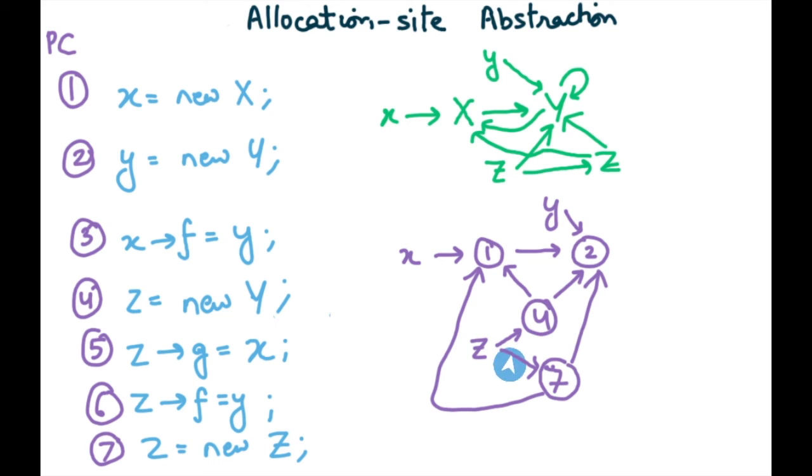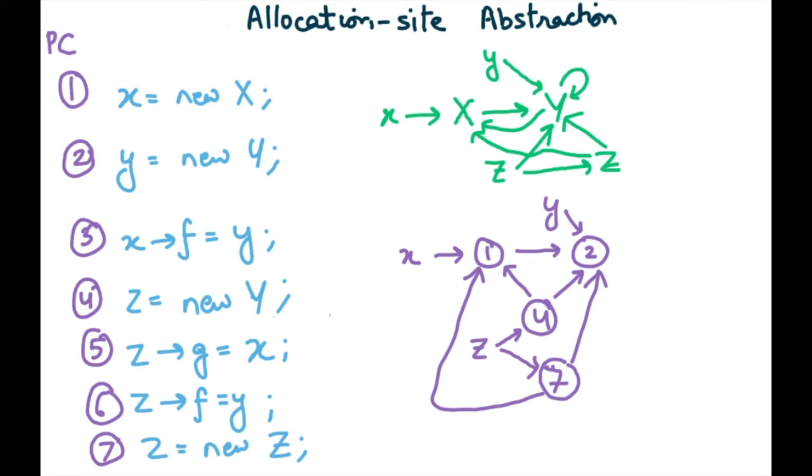Now because z equals new capital Z, this is allocation site number 7, so now z can point to 7. And because of these statements, z.g equals x and z.f equals y, once I say that z points to 7, I also need to consider these statements. I'm going to use a fixed point algorithm, a DFA algorithm, to figure this out: if z can point to 7 and z.g equals x, which means whatever z can point to, whatever x can point to, then 7 can point to 1, and similarly 7 can point to 2 because of z.f equals y. And this is the final points-to graph that is obtained by an allocation site abstraction.